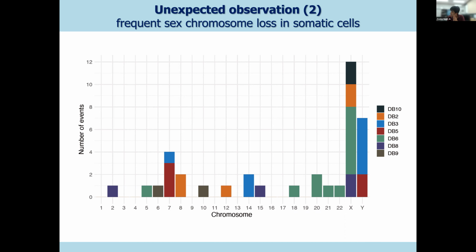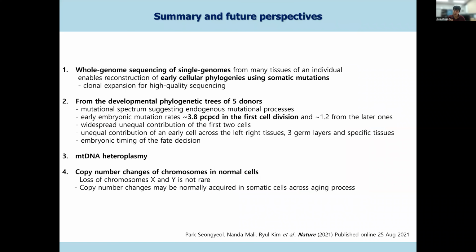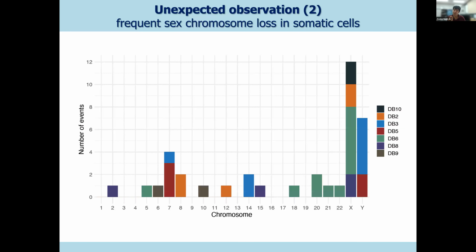But some X chromosome losses are common in a specific lineage. That means that X chromosome was lost during the individual's life. I don't know how frequent it is in our population, but my conclusion is that the event is happening and we need deeper investigation of it. It will be quite interesting.